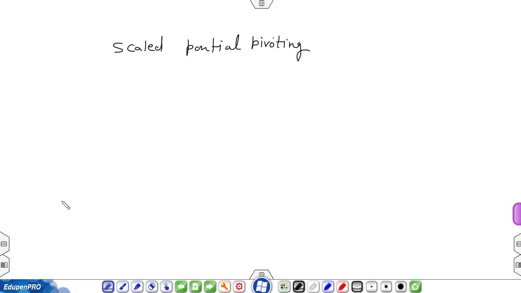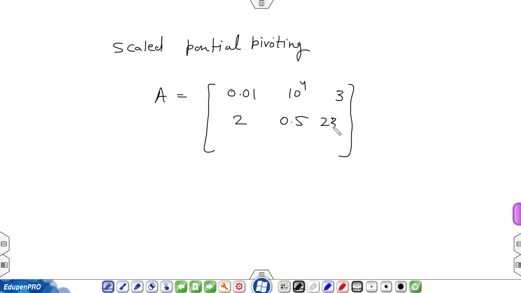Whenever the coefficient matrix A contains elements where some are very small and some are very large, like 10 to the 4, 3, 2, 0.5, 2, 3, 9, 9, 1, -0.0032. If you see in this matrix A, some elements are very large and some are very small. In that case, whenever we apply the Gauss elimination method, we will get lots of round-off error.